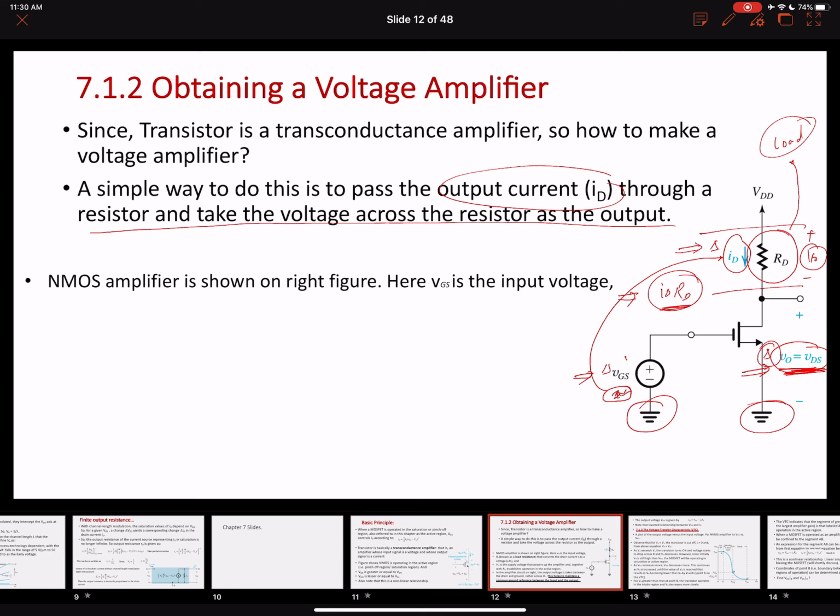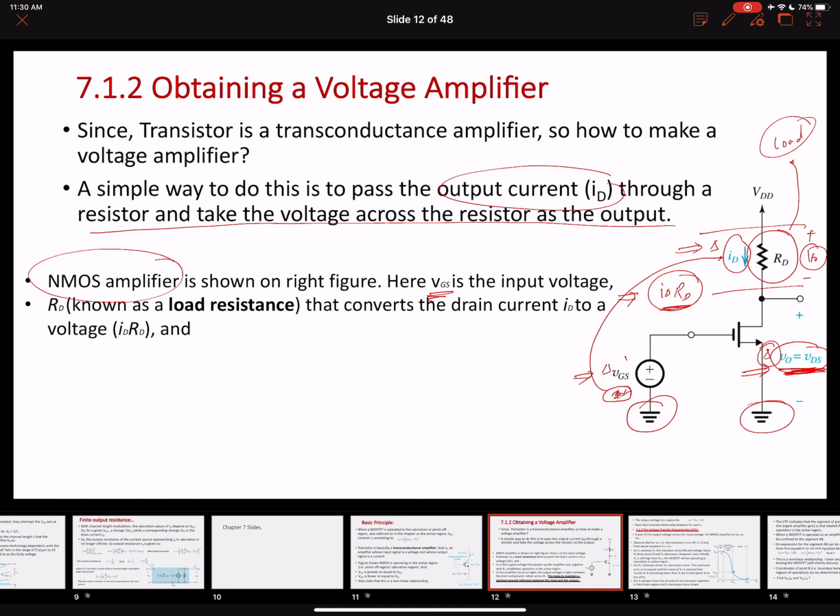A simple NMOS amplifier is shown in this circuit, where VGS is the input voltage. This RD is known as a load resistance. The changes in the drain current ID will eventually produce a change in the potential drop across this resistance, which is IDRD.